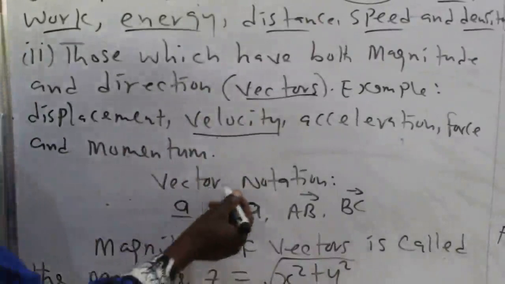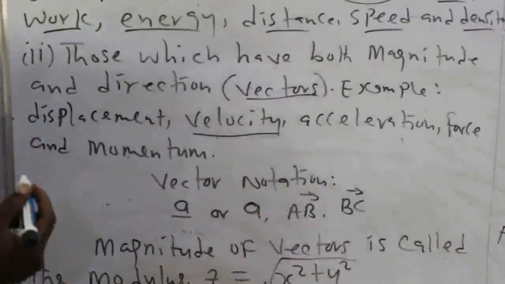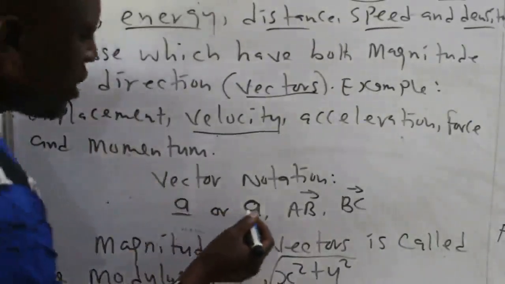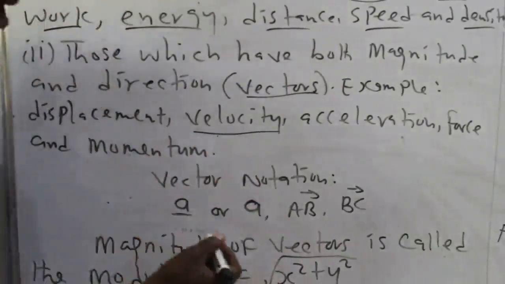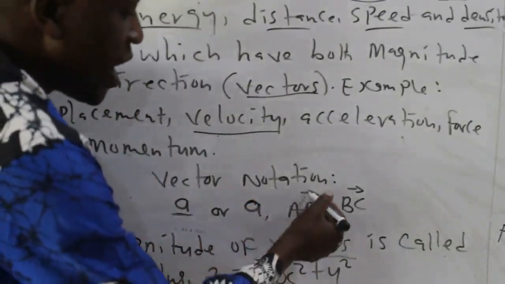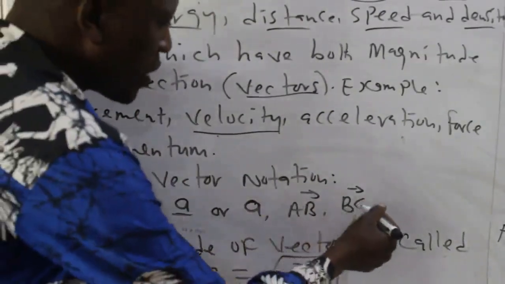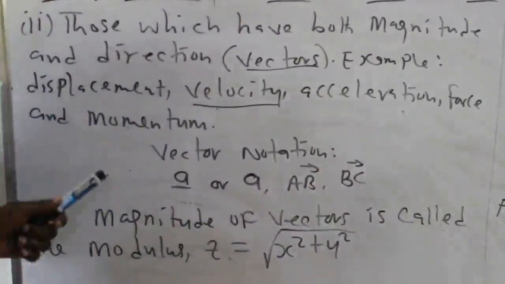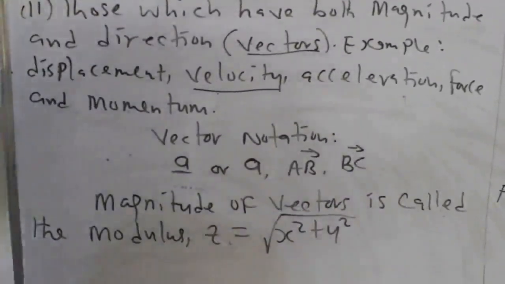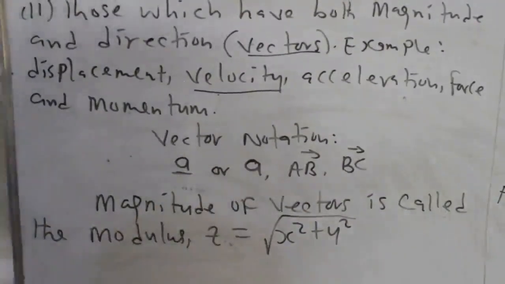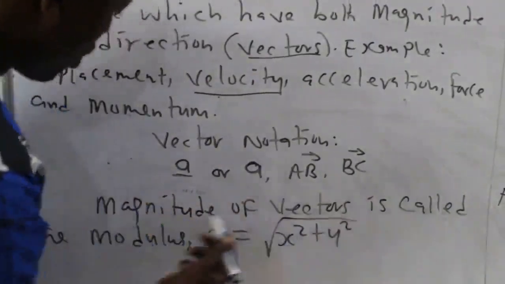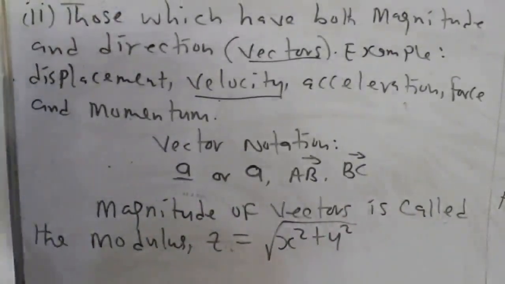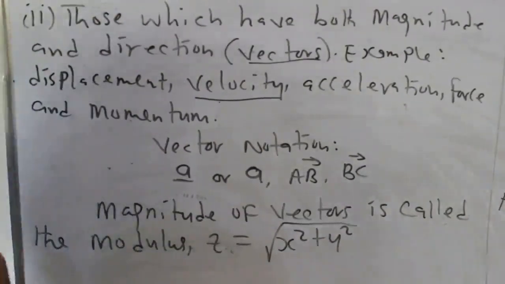Now, coming to vector notation. In vector notation, we write small a and put a dash under it, or we write A in bold, or we have capital AB with an arrow on top, or capital BC with an arrow on top. So all these representations, we can use to represent our vectors. Now, looking at the magnitude of a vector: the magnitude of a vector is called the modulus. If you can recall your Pythagoras theorem, it's the same thing as the modulus of vectors.